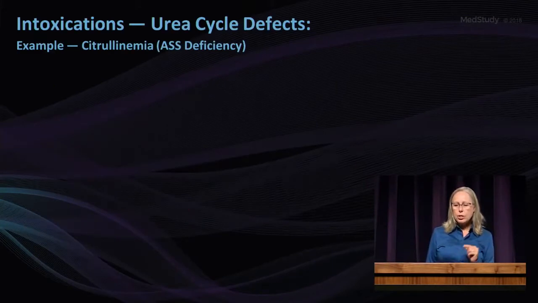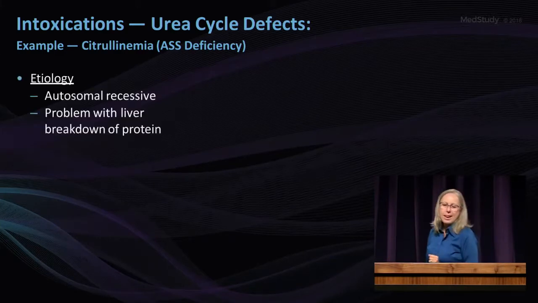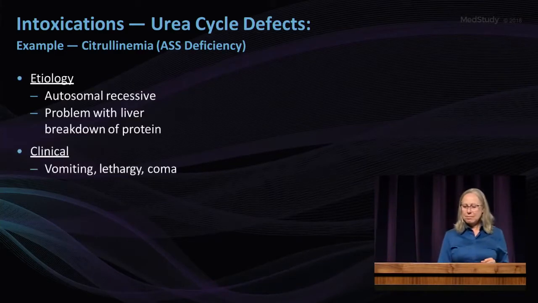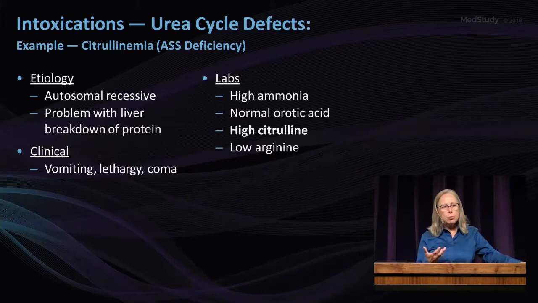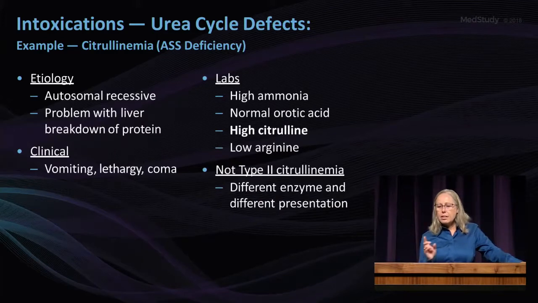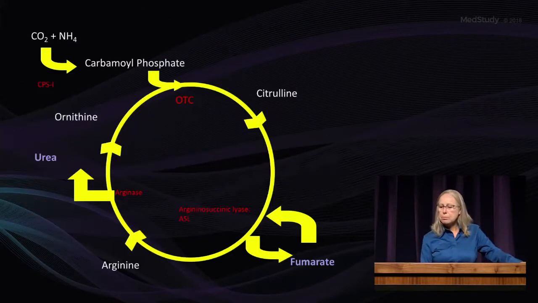Citrullinemia has an unfortunate abbreviation. It's argininosuccinate synthase, giving you ASS deficiency. Okay. Autosomal recessive, vomiting, lethargy, coma, high ammonia, normal orotic acid because you're moving a little bit further into the cycle, high citrulline, low arginine. This is not type 2 citrullinemia. It's a different enzyme and a different presentation.